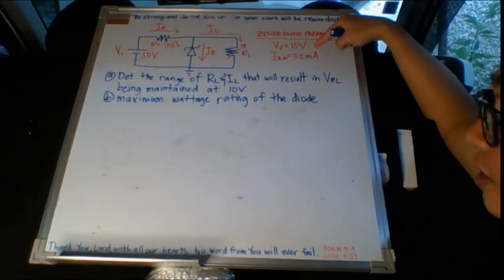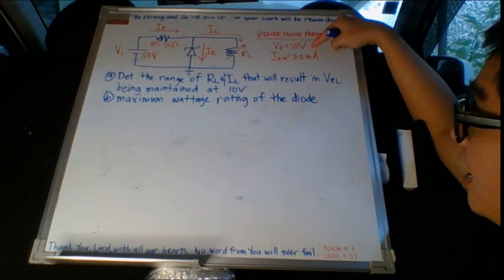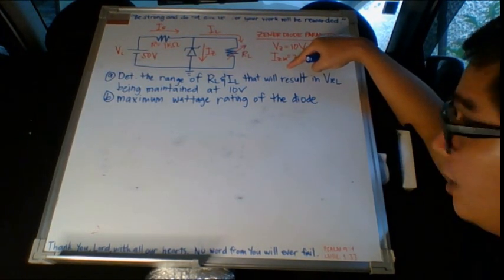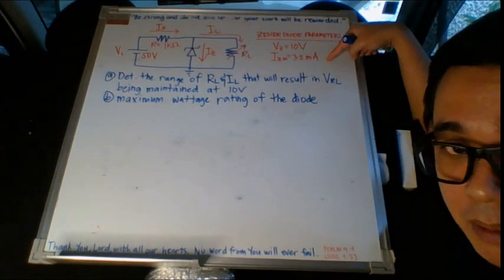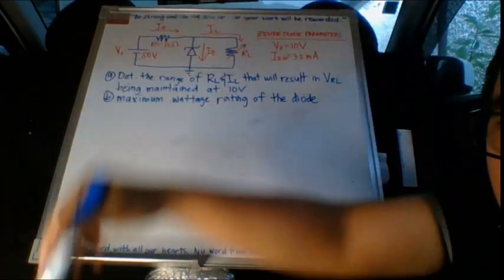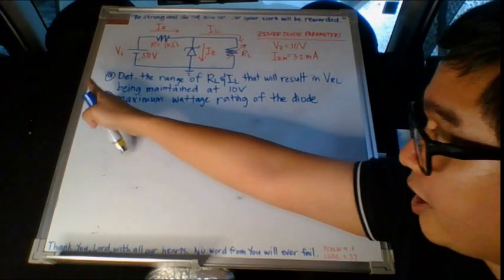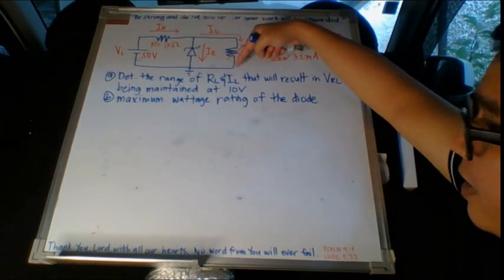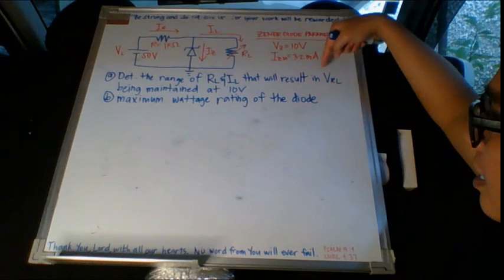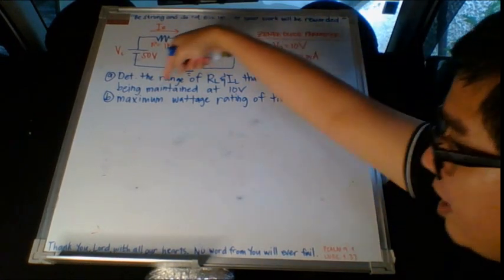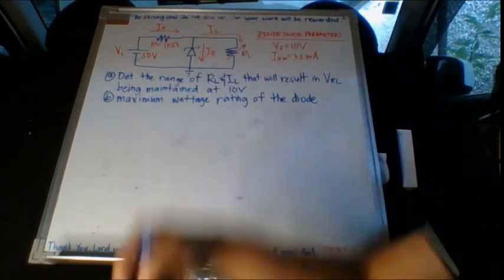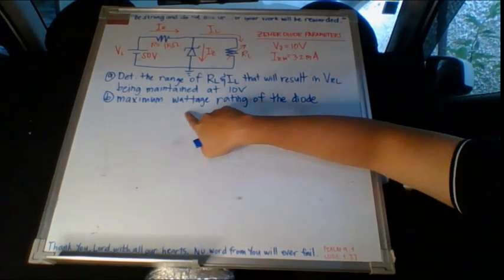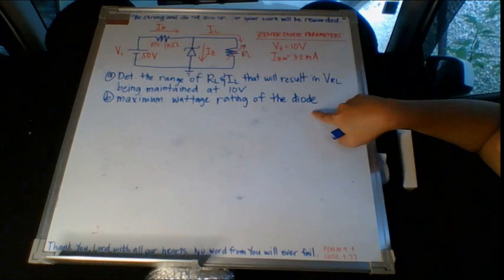Here are the Zener diode parameters. We have the nominal Zener voltage of 10 volts and the maximum Zener regulating current of 32 milliamperes. Ito yung mga pinapasolve sa atin. Letter A, determine the range of R sub L and I sub L that will result in V sub RL being maintained at 10 volts. For letter B, we have determine the maximum wattage rating of the diode.